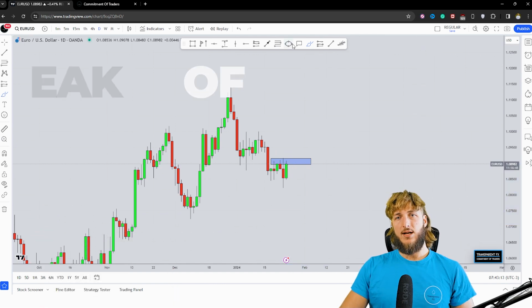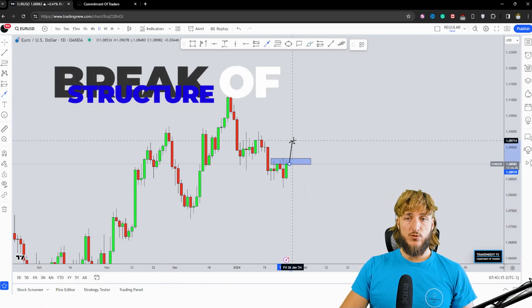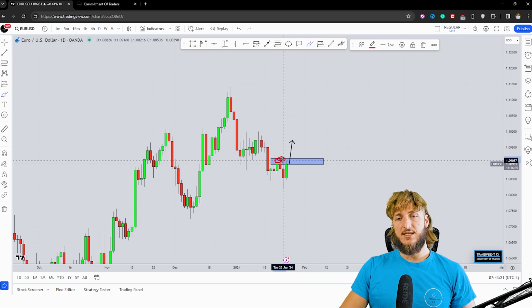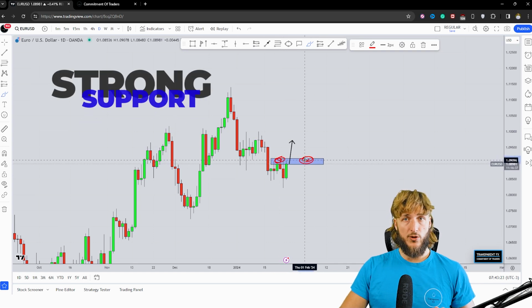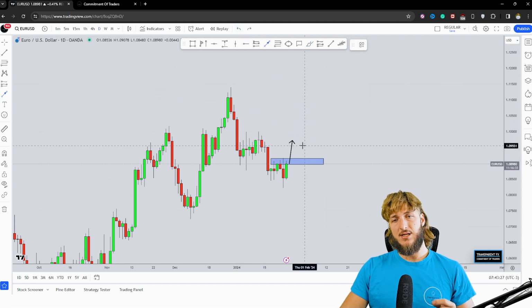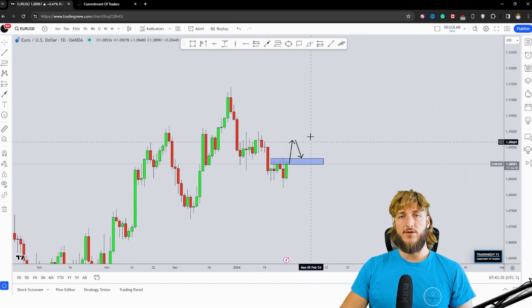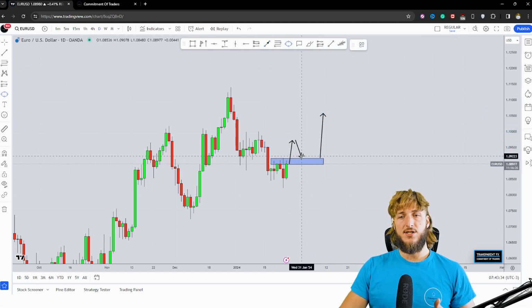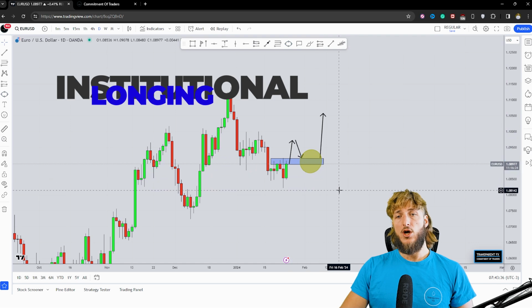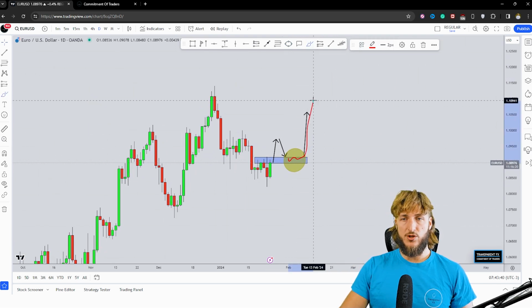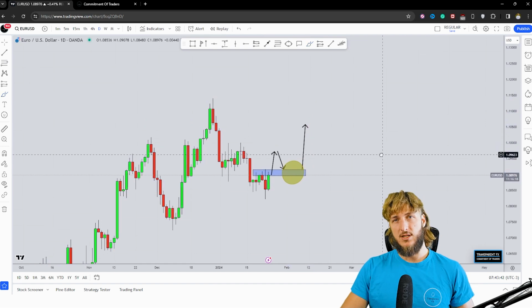However, if we get a break above this level, that is where we get quite interesting price action and structure, because as we know, previous resistance, once it gets broken to the upside, becomes support. So if the market will successfully manage to break above this resistance and then retest the previous resistance turned support, this is where we have good probabilities of seeing more institutional longing, which at that point would further increase the probabilities of a potential rejection to the upside away from this level.